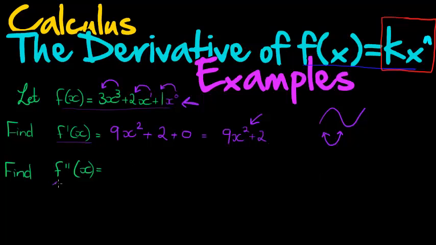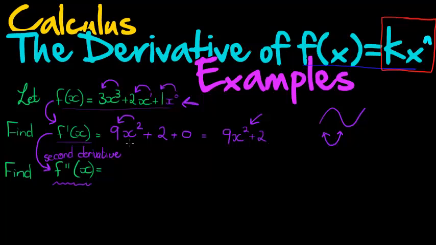Now they ask us something strange. What is this? Well, this just means the second derivative. The second derivative is simply the derivative of the derivative. So we found the derivative. If we find this one's derivative, it's called the second derivative.